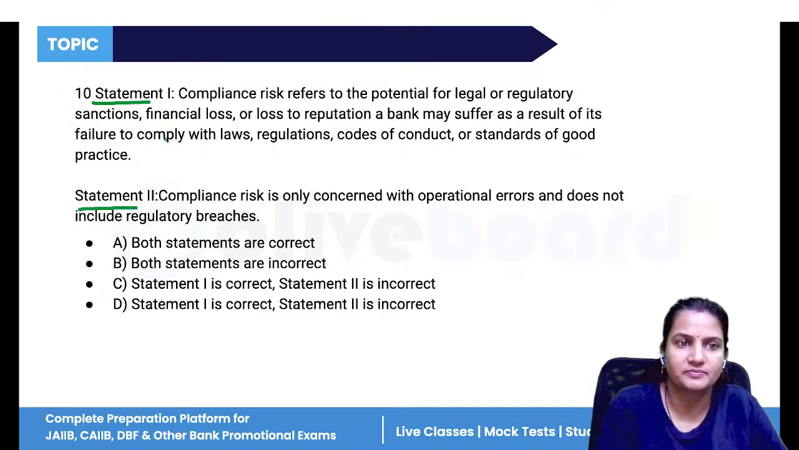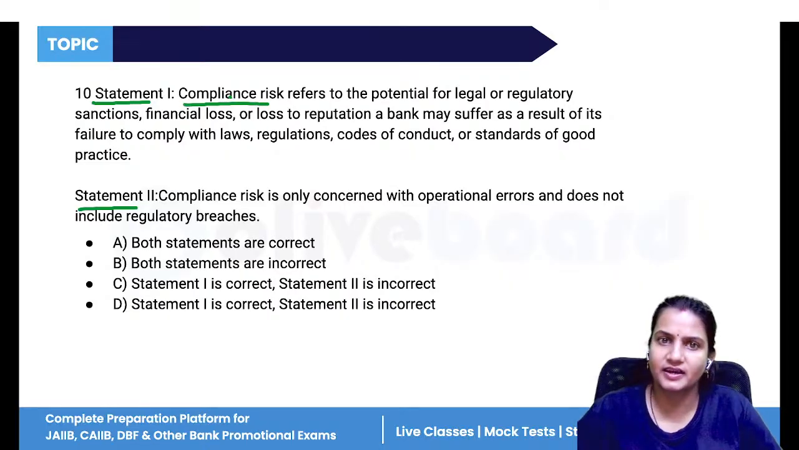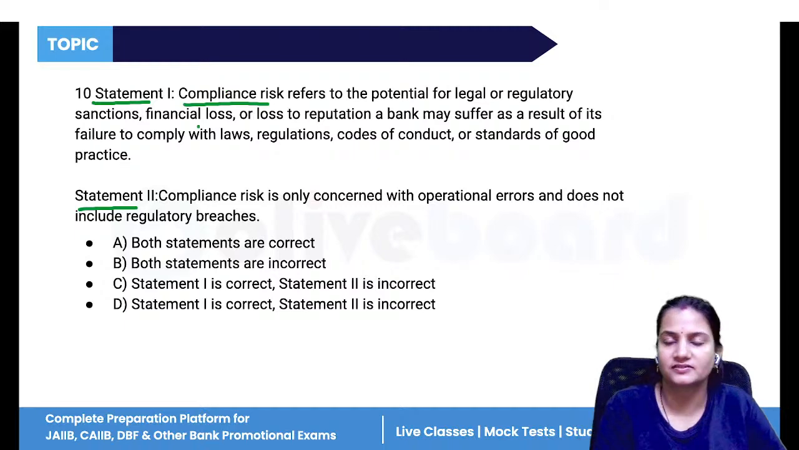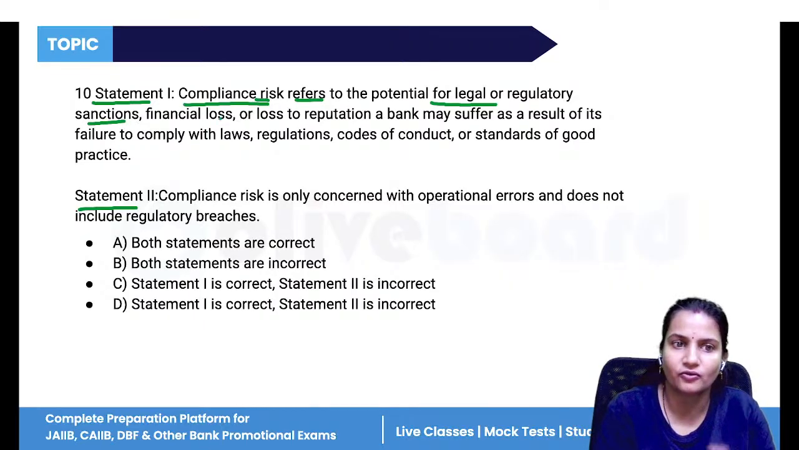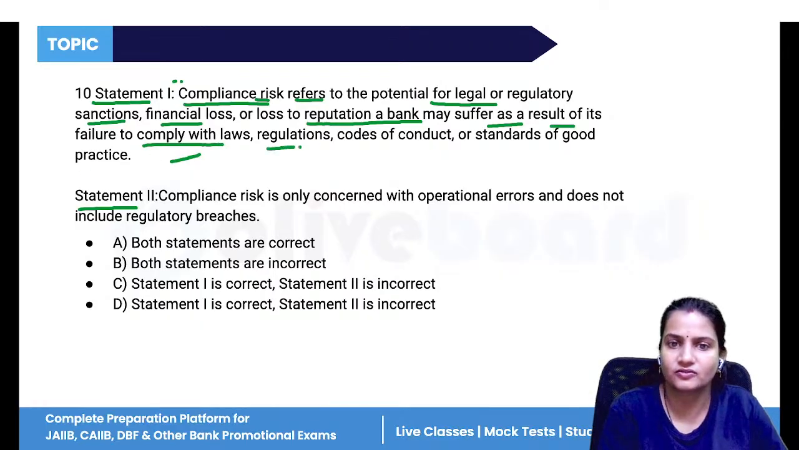Now, question number 10, statement 1 and statement 2, it is all about your risk. So in bank, different risks are there: compliance risk, operational risk, liquidation risk, interest risk, currency risk, inflation risk. So one is compliance risk also. Now, what is compliance risk? It refers to when any kind of legal or regulatory sanctions are not followed, if there is any financial loss or negative publicity, a negative impact on the bank, that all will bring what? Compliance risk. Yes, correct. It may suffer as a result of failure to comply with laws, regulation, code of conduct.